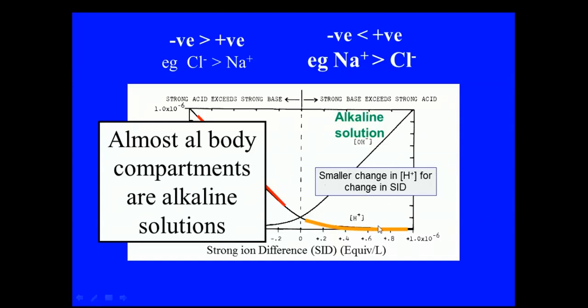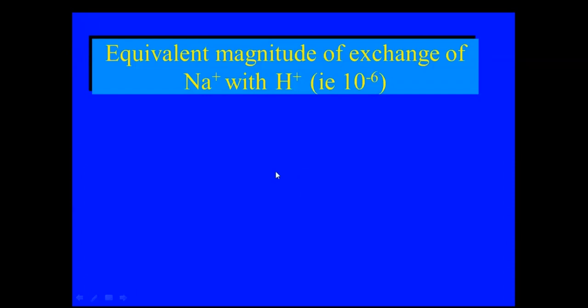I told you hydrogen ion is very important to affect other molecules. So by having smaller changes and being alkaline, from an evolutionary point of view, that means that we weren't getting as big disturbances every time we moved an electrolyte. If we were on the other side, every time a sodium moved in and out, it would have a much bigger change on hydrogen ion and a much bigger change on many of the proteins in our bodies. So from an evolutionary point of view, this makes a lot of sense.